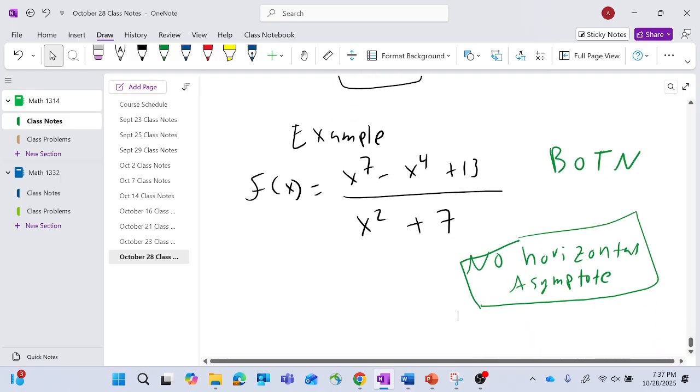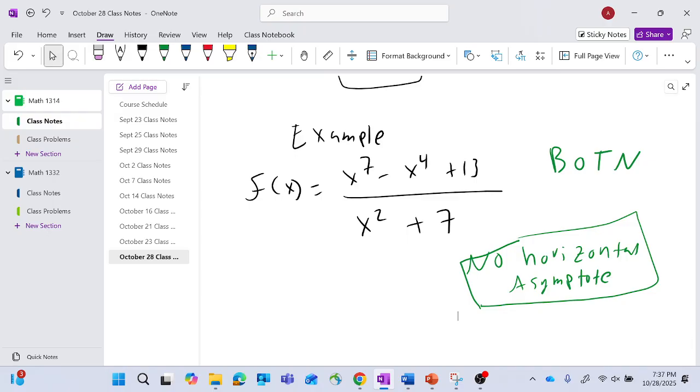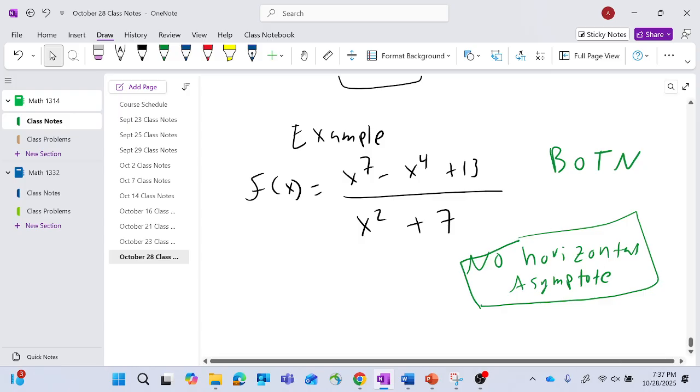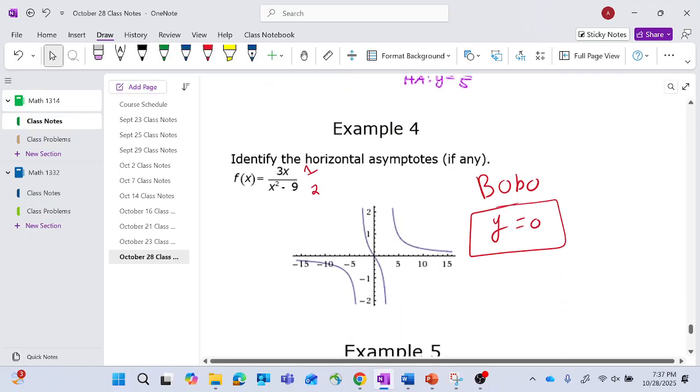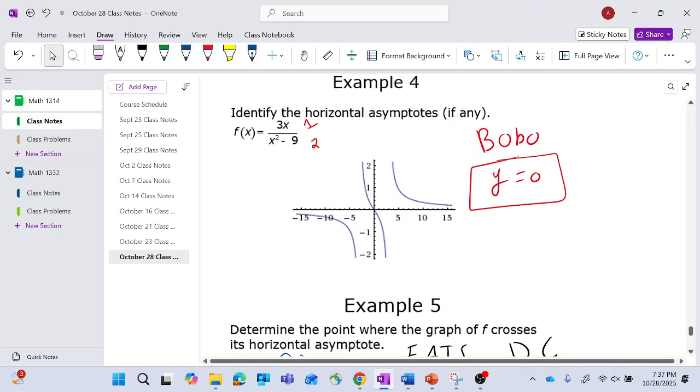Make sense, guys? Any questions here? Comments, concerns? No? This one? I'm sorry? Oh, because the degree is bigger on bottom, right? So Bobo means bigger on bottom 0. So the degree is bigger on bottom, it's 0. Make sense? Everyone else, are we okay?